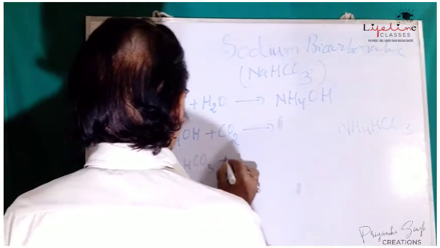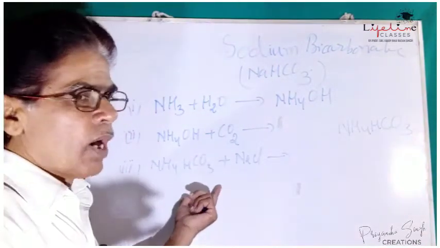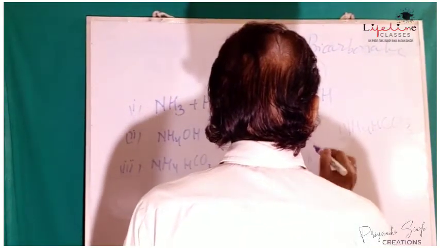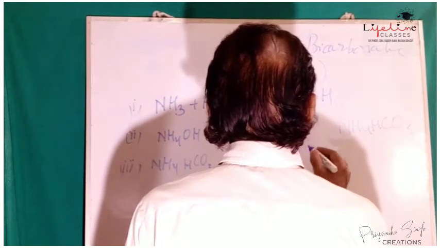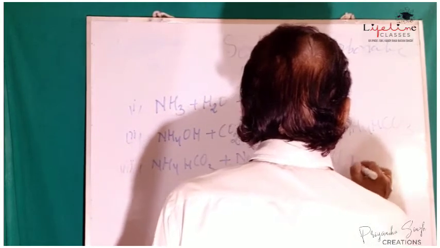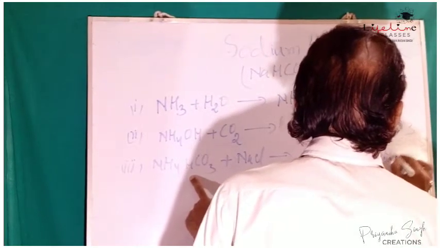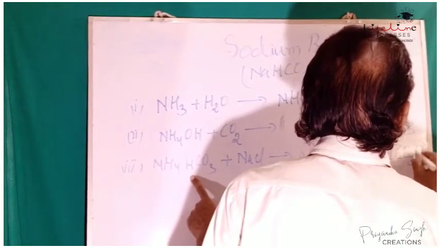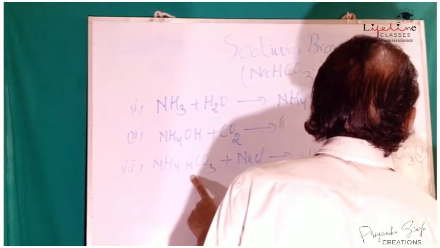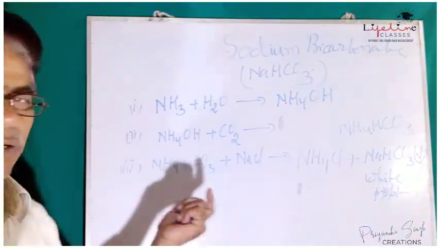Now, in the third step, NH4HCO3 combines with NaCl. NaCl present in the brine gives NH4Cl plus NaHCO3, a white precipitate, white PPT. So this is the entire chemical reaction.